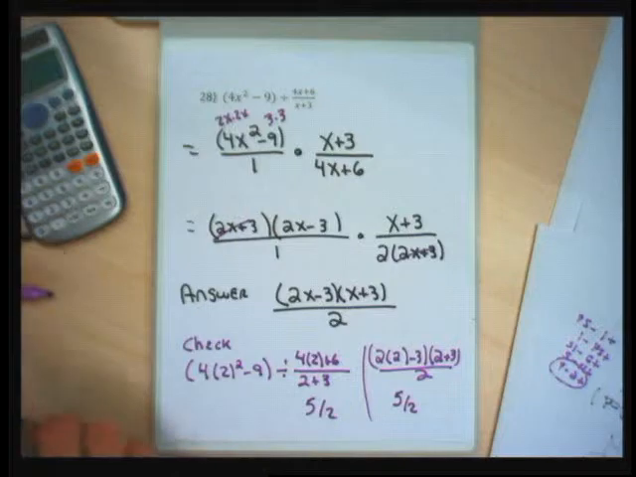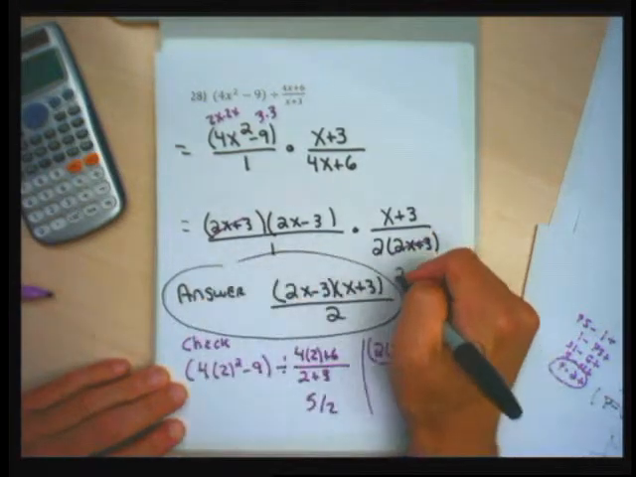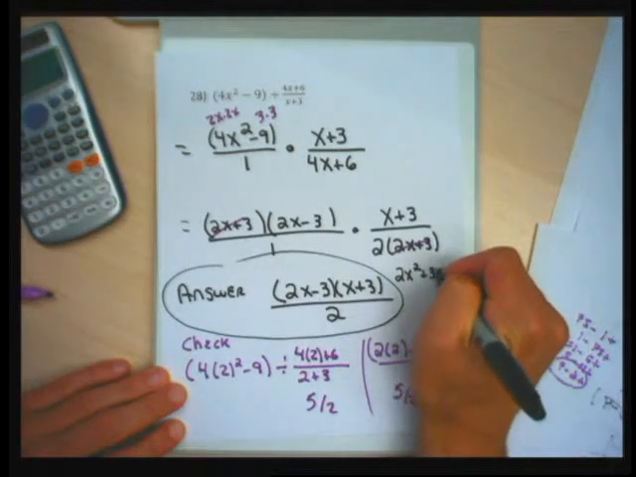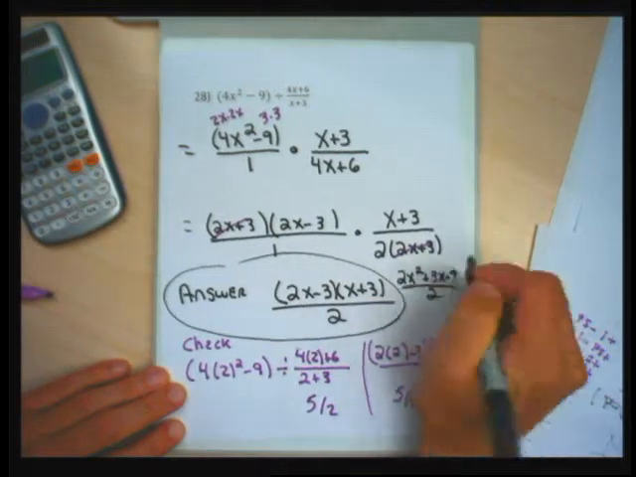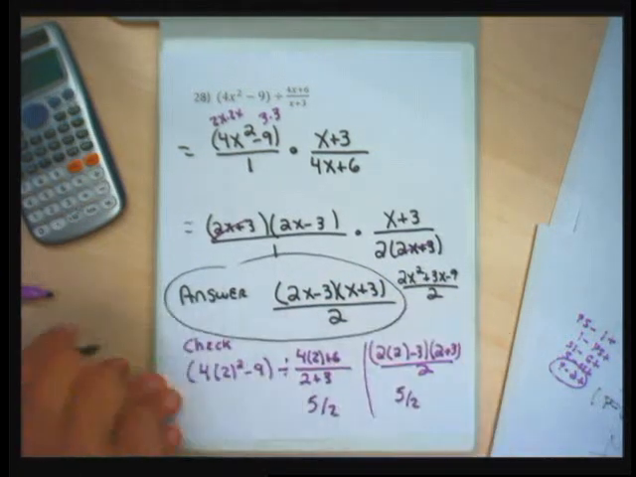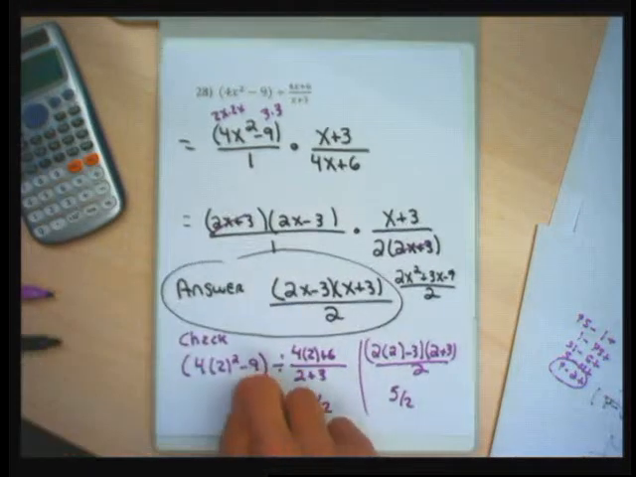So the answer is perfectly this. And again, if you wrote for your answer 2x squared plus 3x minus 9 over 2, because you took the time to FOIL that out, and that's what you'd get if you FOILed and simplified, that would be okay as well. But you don't have to FOIL out numerators that are factored.